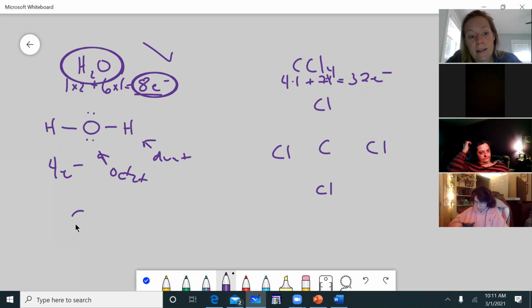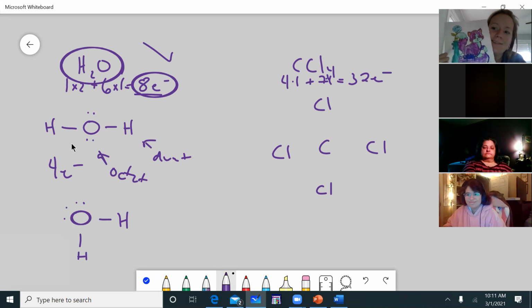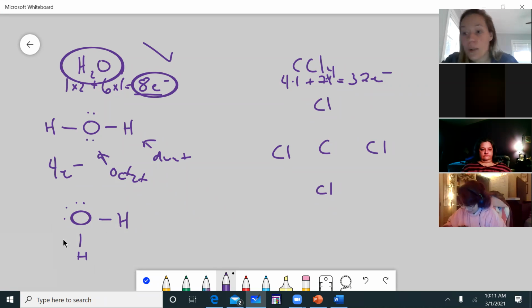If you drew yours like this, oxygen, hydrogen, hydrogen, and you put it like this, that is okay. This is a 3-dimensional structure, so it can rotate around. So when I see this structure versus this structure, this is like seeing it from the side for me. This is like seeing it from above. Okay, so don't worry about that.